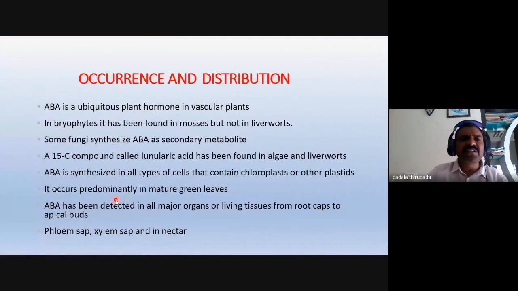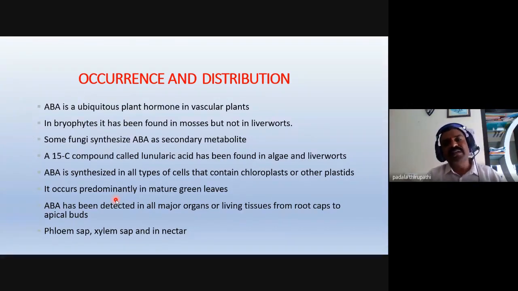Occurrence and distribution of abscisic acid in plants. ABA is a ubiquitous plant hormone in vascular plants. Vascular plants, from vascular cryptogams like pteridophytes to gymnosperms and angiosperms, produce this abscisic acid. In bryophytes, it has been found in mosses, but not in liverworts.